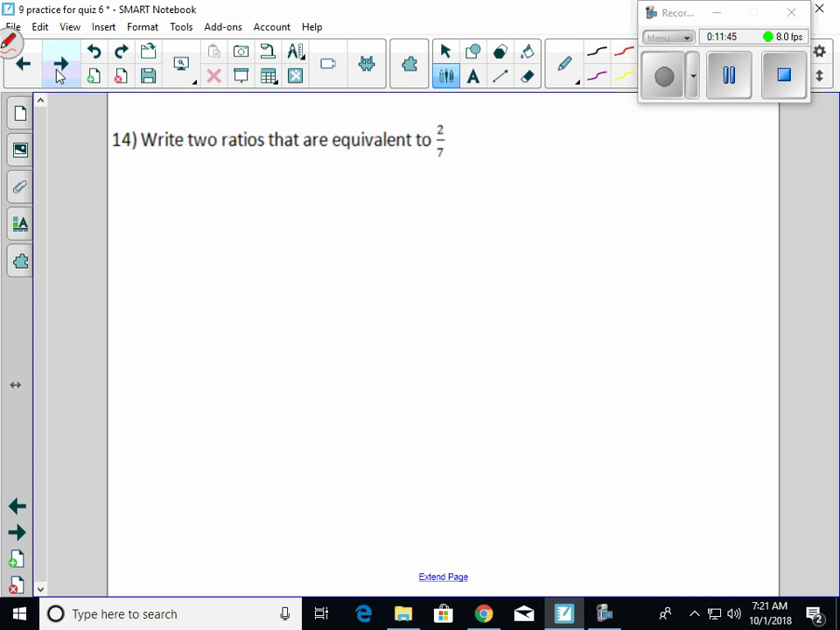All right, and the last topic to review. Oh, sorry, this is still equivalent. Write two ratios that are equivalent to 2 over 7. Okay, so 2 over 7, it's already reduced. I can't reduce that fraction anymore. So let's make these numbers bigger. Let's multiply them by 2 over 2, maybe. That would give me 4 over 14. So that's one equivalent ratio.